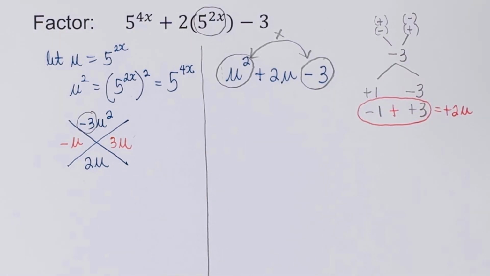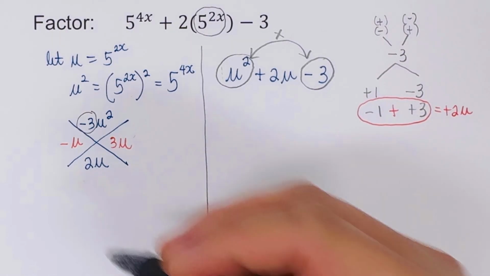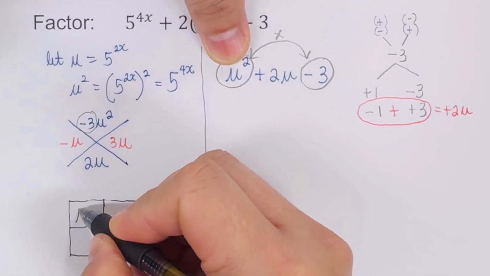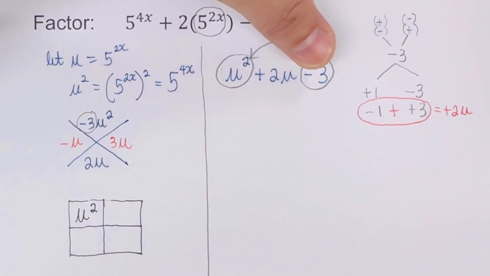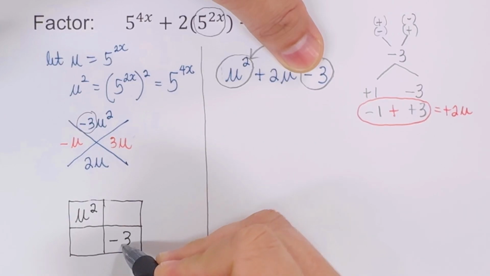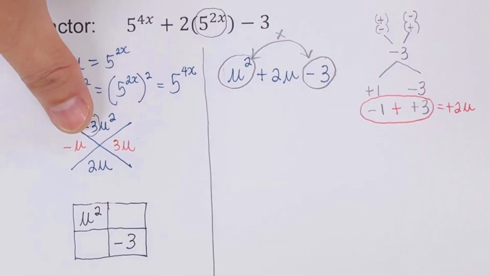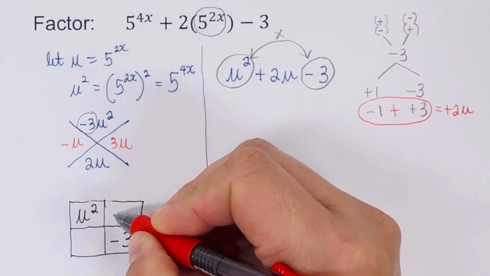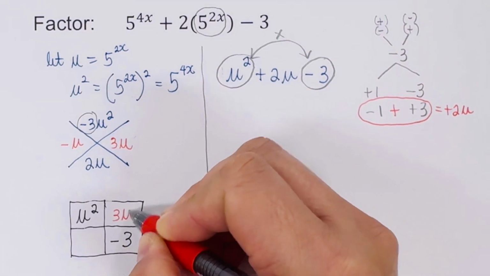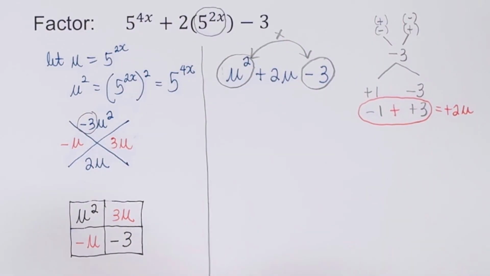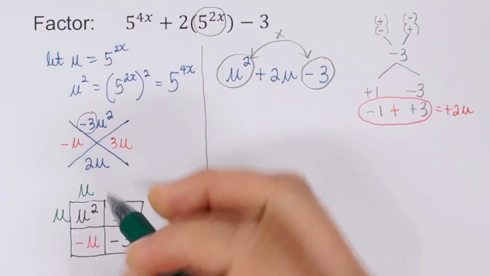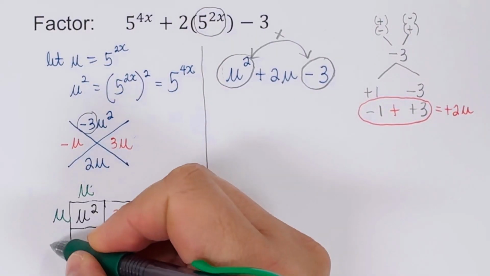So I'm going to construct the box. These are the ones that we write on the box. The first one is the first term, which is u squared. I put it here. The last term, which is negative 3, I put here. The factors that I got from the diamond, I'm going to put anywhere on the diagonal. So I'm just going to say 3u here and negative u here. So we can write u and u here. So u times u is u squared. And this should be negative 1.